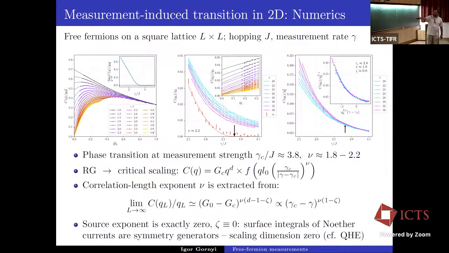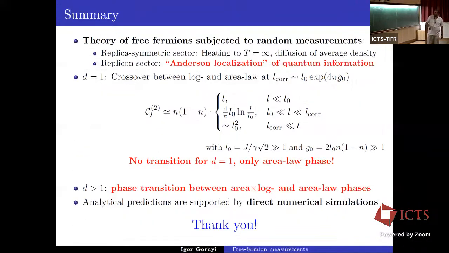This is what we got numerically for 2D. We extracted the critical point and the corresponding exponents, the exponent of the correlation length. I will not go into detail. This is a summary of my talk.